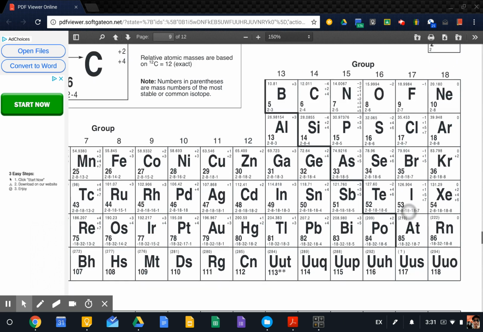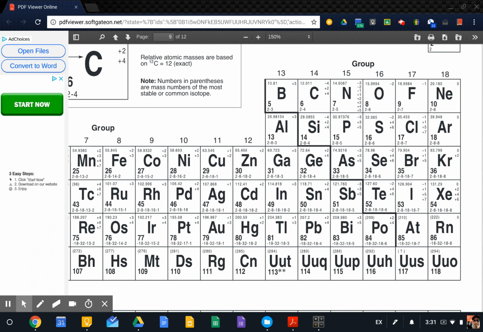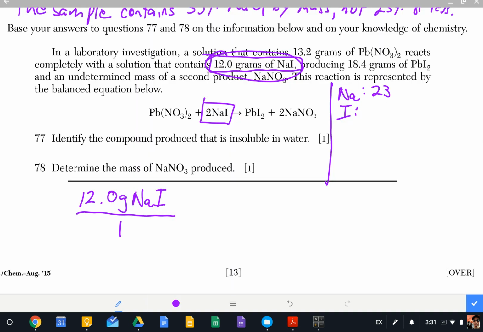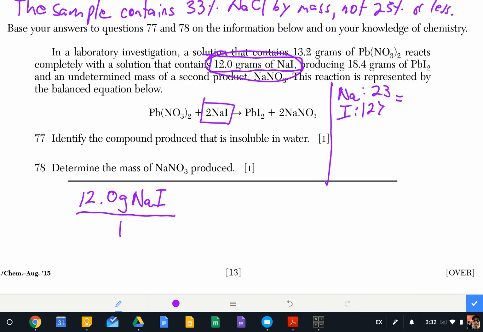Let's check iodine, a much heavier element. Iodine's mass is about 126.9, so 127. So if we add those two together, we get 127 plus 23. The mass of sodium iodide is 150 grams per mole.